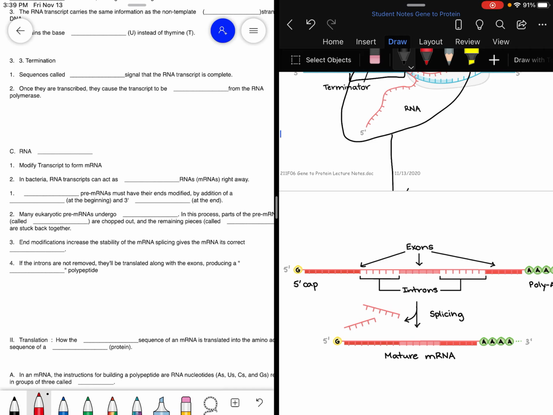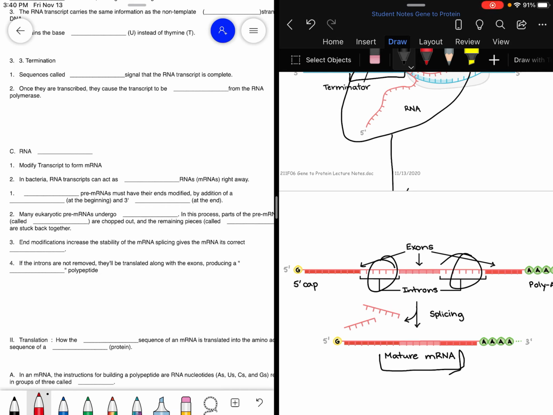Eukaryotic mRNAs will undergo what is called splicing. In this process, parts of pre-RNA called introns are chopped out. It's really funny. You would think introns are what is kept in and exons are what exits, but that's actually the opposite. Introns are what gets spliced out, and then the exons get joined together. So in this example, you've got introns marked here and here. They get spliced, and your mature RNA gets sealed together. But that's still not the last thing that happens.